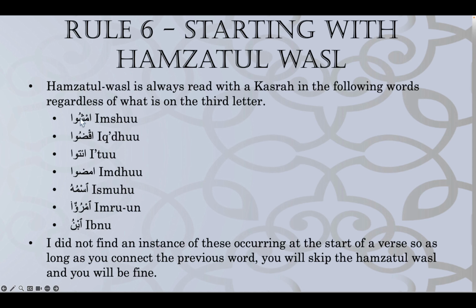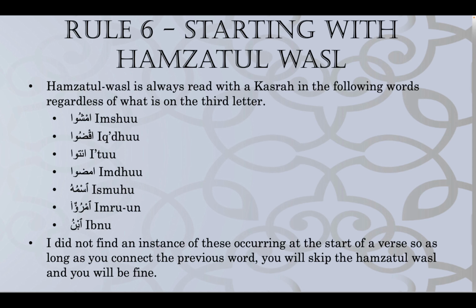So even though Shin, Dhamma, Waw, Sukun, Shu, you would be thinking, hey, if this was a Hamzat al-Wasl, the copy paste didn't work too well, then you would think that this would be Umshu. No, actually it's Imshu. This is Iqbu, because Dhamma, you would think, hey, the first vowel letter is actually a Dhamma. It might be Uqbu, but it's not. It's Iqbu, Itu, Imbu, Ismuhu, Imru, Ibnu. These are all examples of exceptions to that Hamzat al-Wasl rule.